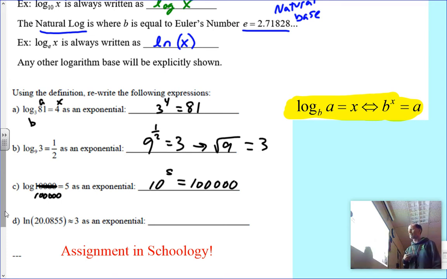And then the last one, that's our ln. Remember, this is an L. Pet peeve of mine, people writing one N. So the ln of that, and again, anytime you see ln, the base is automatically e. So it's e to the 3rd is about equal to that number.